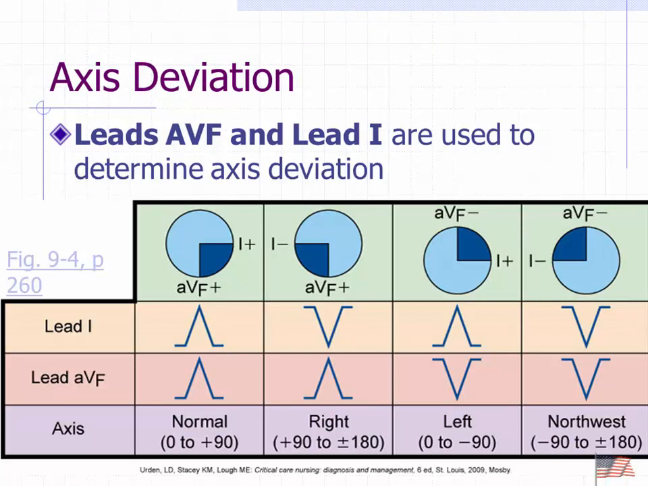So these are the 4 quadrants. This is normal, where they're both up. If I'm in this quadrant, that's a right axis deviation. I end up having lead AVF going from top to bottom, but lead 1 is not going right to left. I'm sorry, it's going left to right. So it's going backwards.